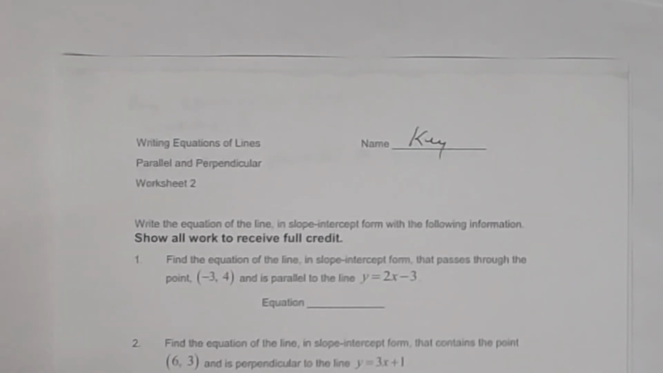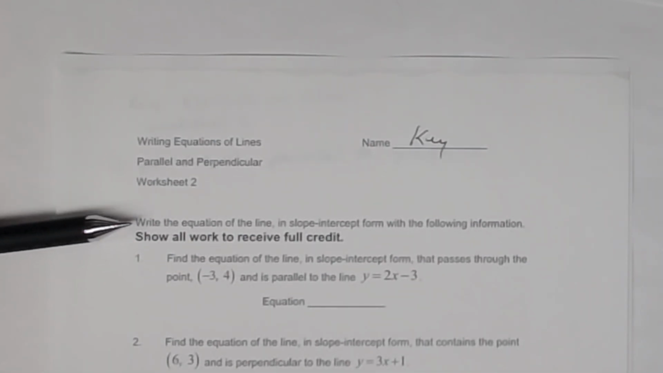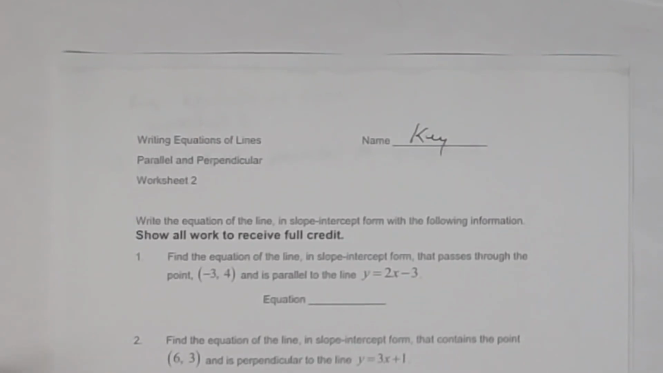This is a key to the second worksheet dealing with writing equations of lines, and in particular, each of the problems will have something related to parallel or perpendicular. And the four problems we have here, the directions state write the equation of the line in slope-intercept form with the following information, and then show all work to receive full credit.